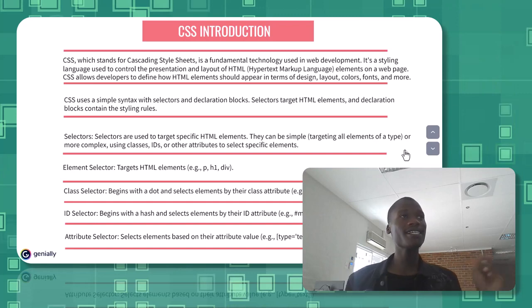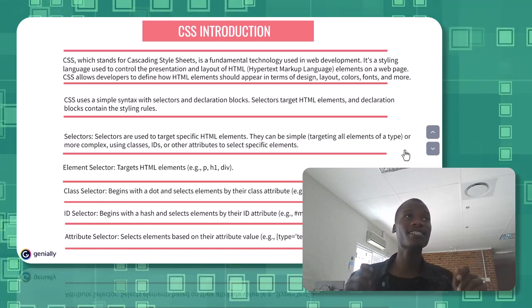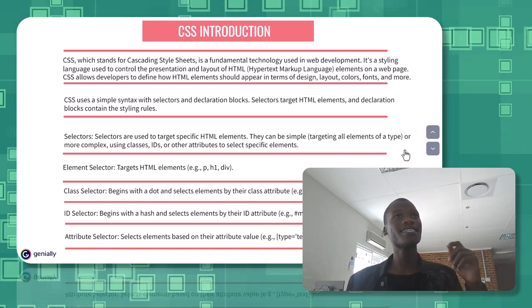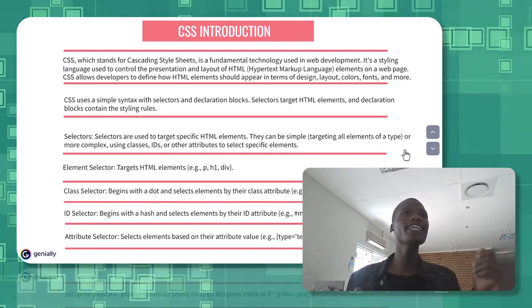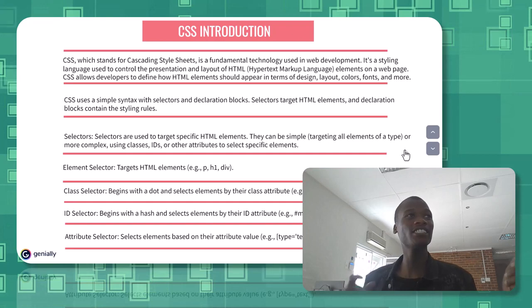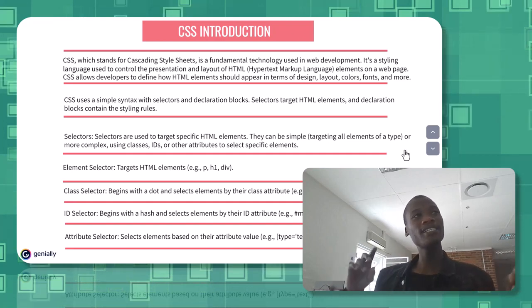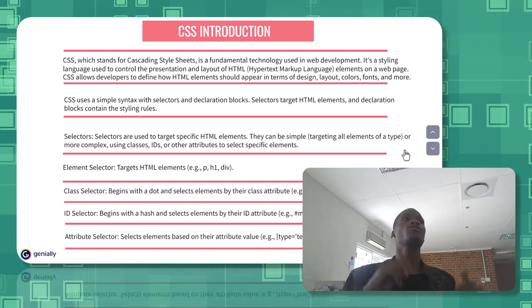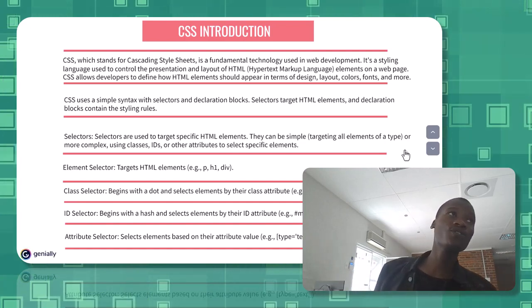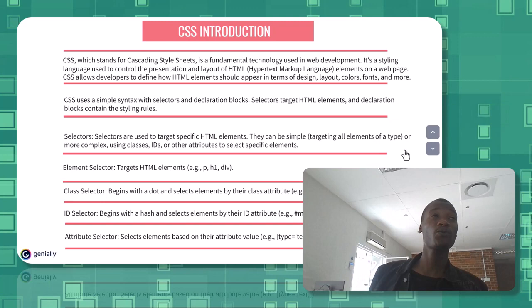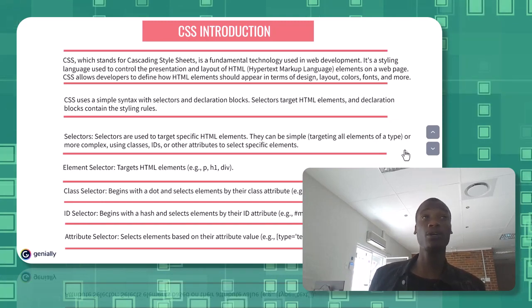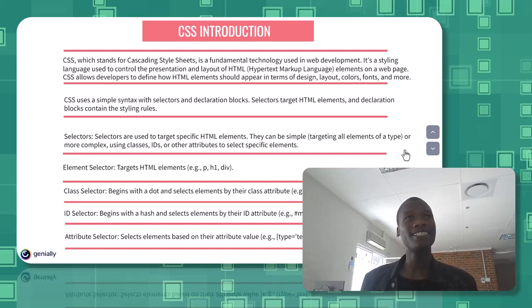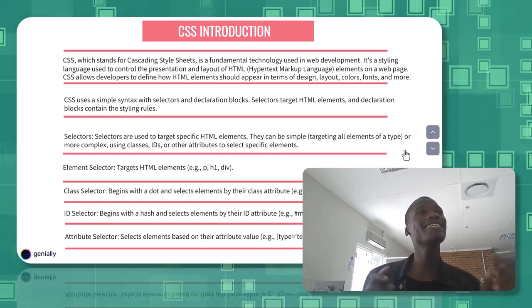CSS uses a simple syntax with selectors and declaration blocks. Selectors target HTML elements, and declaration blocks contain the styling rules. Right, let's go back again. CSS uses a simple syntax with selectors and declaration blocks. Selectors target HTML elements, and declaration blocks contain the styling rules.